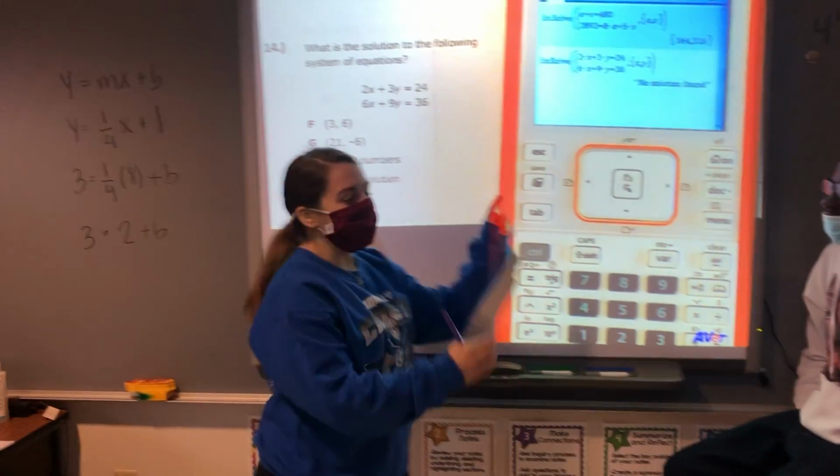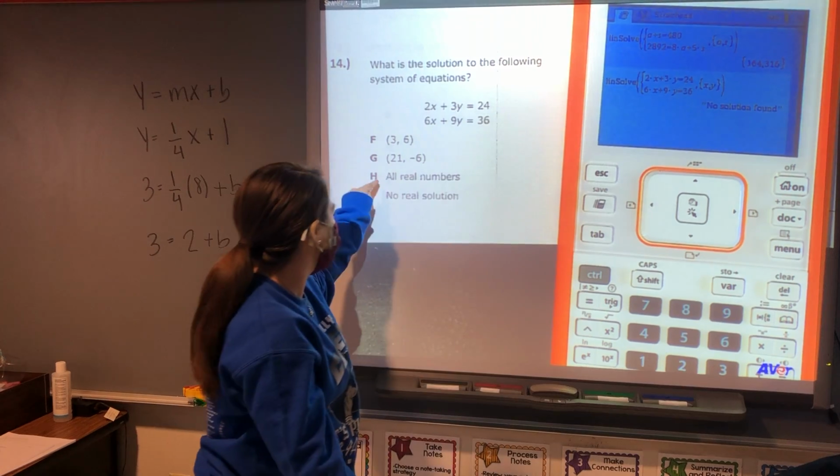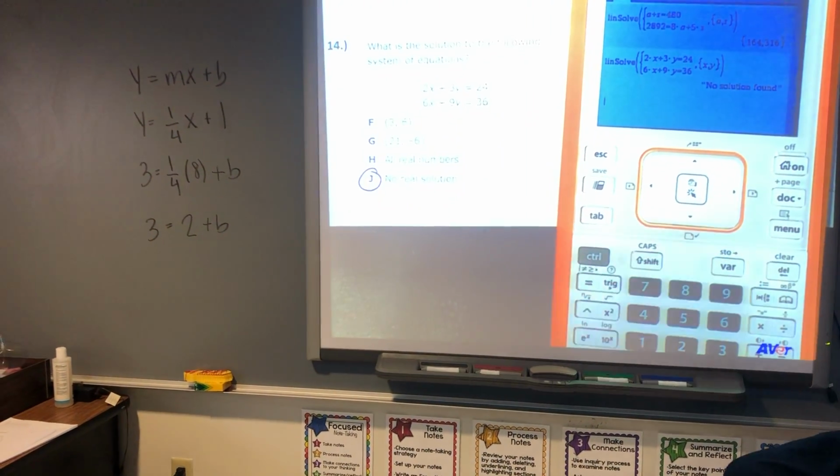These lines are parallel. They never cross each other, so they do not have an intersection point, so the answer is no solution. Oh, I pointed to the wrong thing. No solution. And that is it.